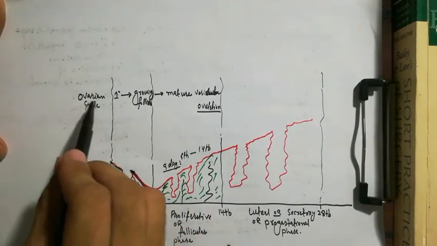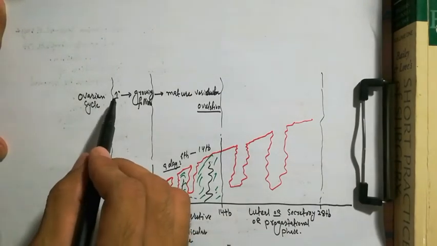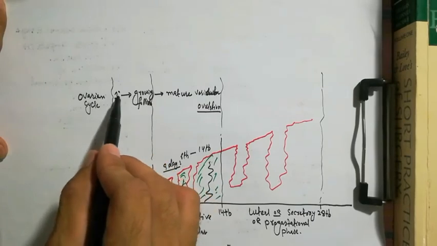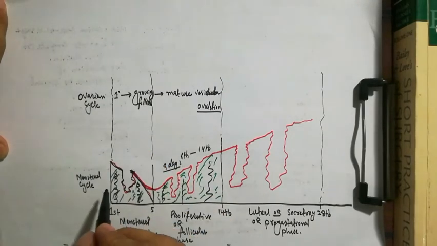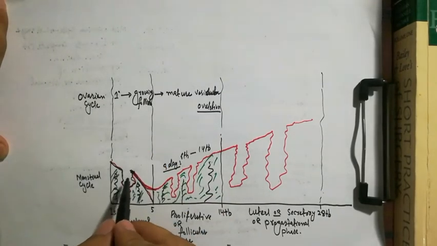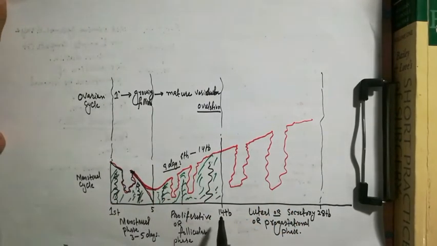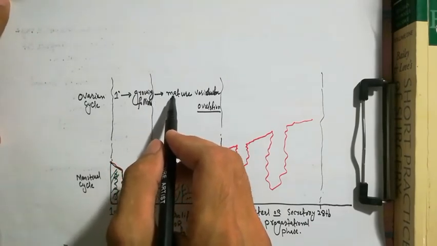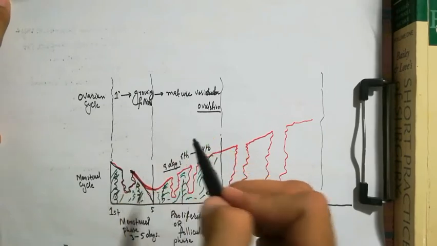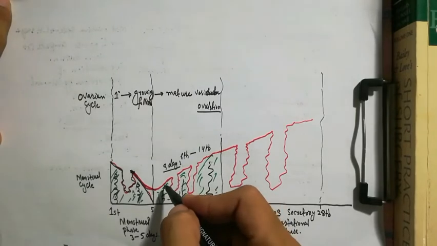During the menstrual or ovarian cycle, from 1st day to 5th day, in ovaries, primary follicles are growing. At the same time, in uterus, endometrium is shedding. Menstruation is going on. From 5th to 14th day, during the proliferative or follicular phase, in ovaries, growing follicles develop into Graafian follicle or mature vesicular follicles. And in uterus, endometrium starts to develop.